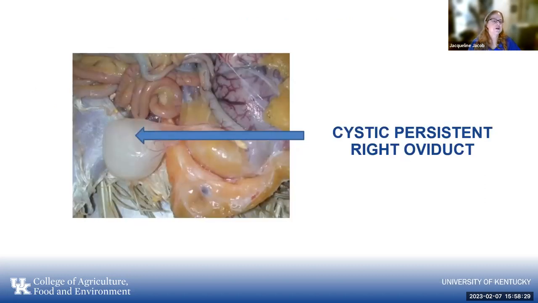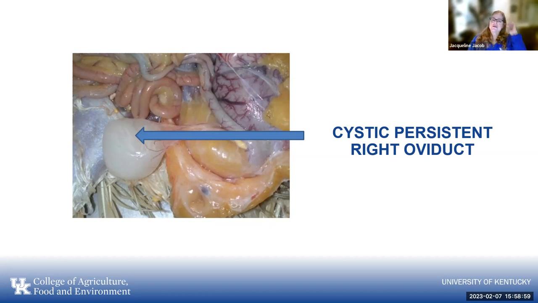Sometimes you can open a bird that's died of something else and you will see a cystic persistent right oviduct. Most birds, all domestic birds, have only one ovary, the left one, and only one oviduct, the left one. The right one usually becomes rudimentary. It gets small in size and you usually don't see it at all. But in some birds, it remains and gets cystic. And so you can see it.